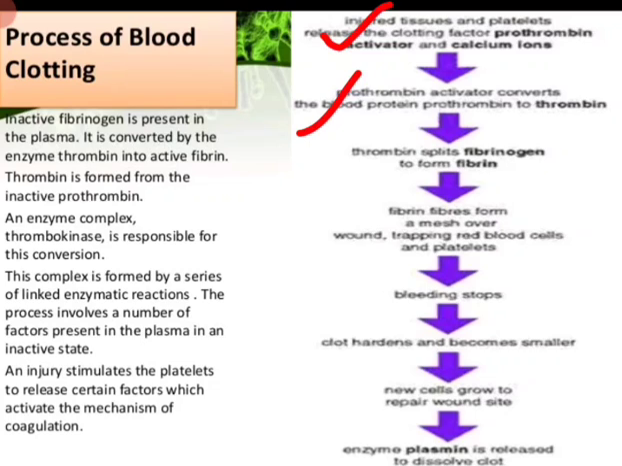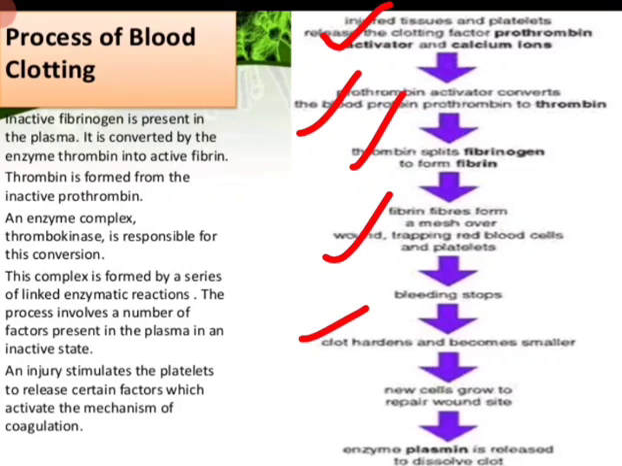Then the prothrombin activator acts on prothrombin, which is converted into thrombin. Then thrombin converts the fibrinogen into fibrin. Then what does fibrin do? It forms a mesh trapping the red blood cells and the platelets there, and the bleeding stops. The clot hardens and becomes smaller, and new cells grow to repair the wound there.